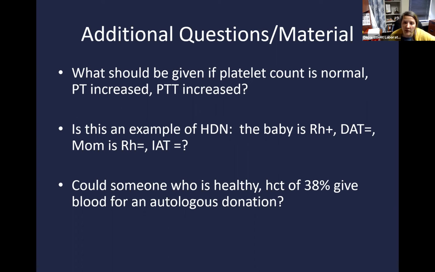All right, so what product should be given if the platelet count is normal, but your PT and PTT is increased? So the appropriate product would be fresh frozen plasma, remember, because it contains all of the coagulation factors.